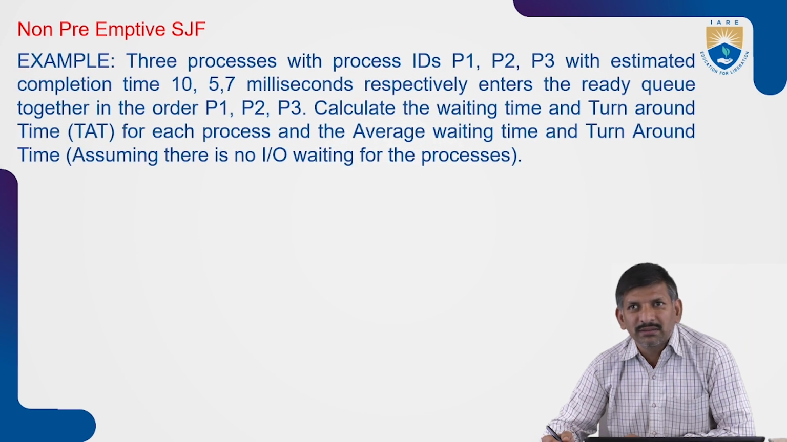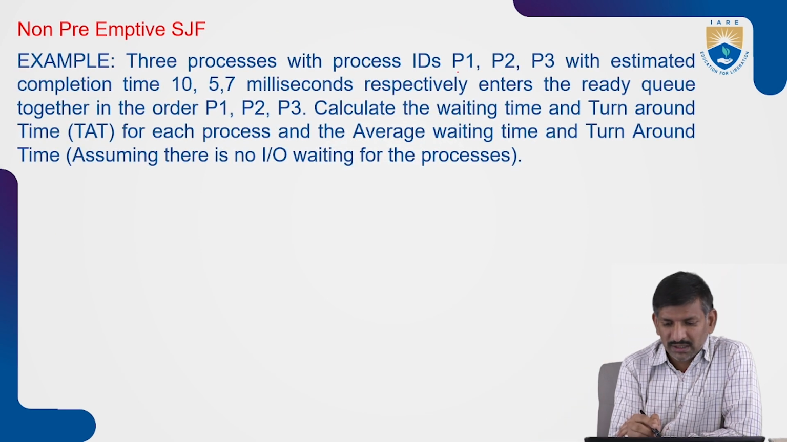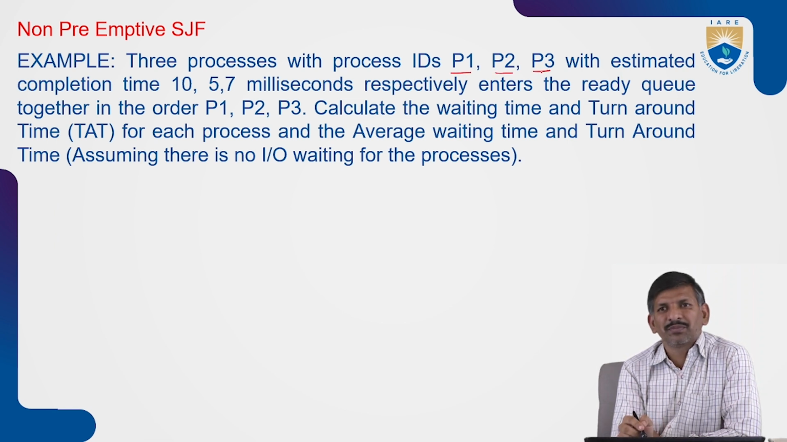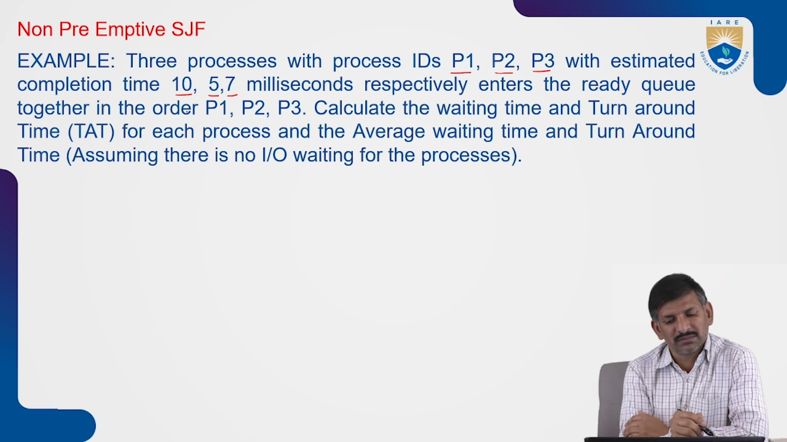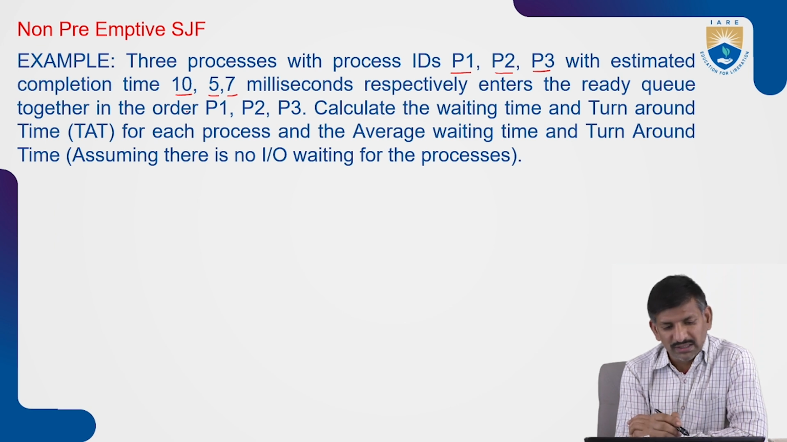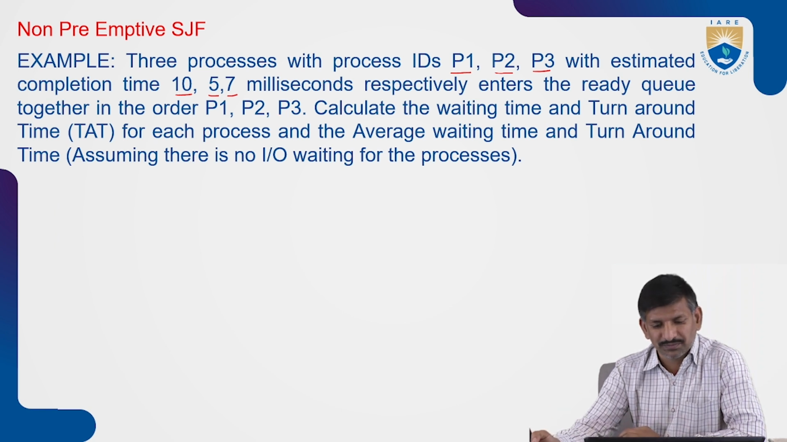So let us consider three processes P1, P2, P3, with estimated execution or completion times of 10 milliseconds, 5 milliseconds, and 7 milliseconds. They enter into the ready state in the order P1, P2, P3 at the same time, at time 0.